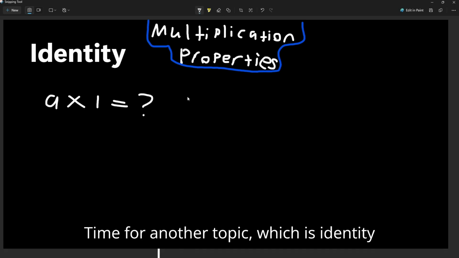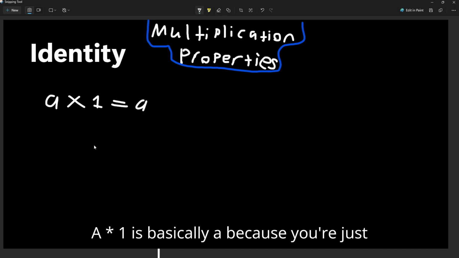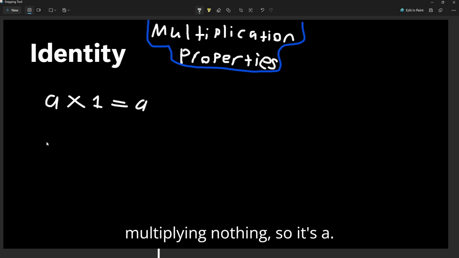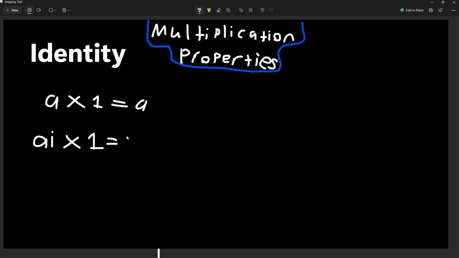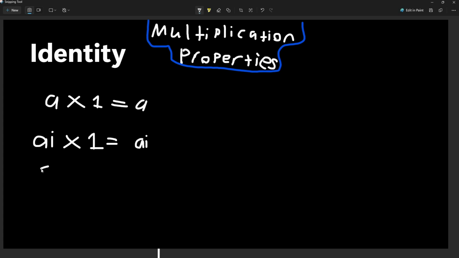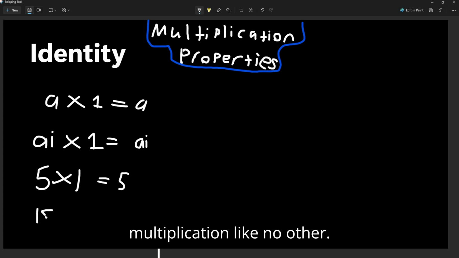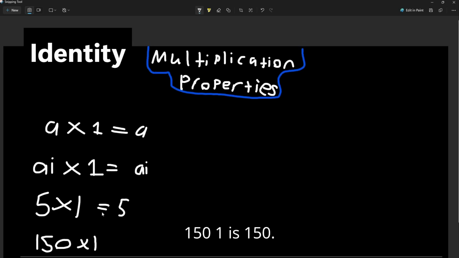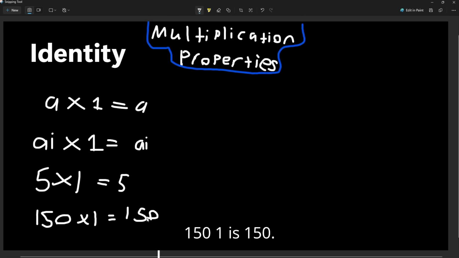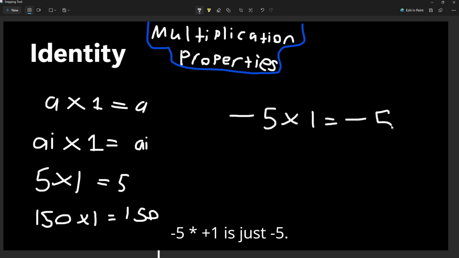Time for another topic, which is identity in the multiplication property. A times 1 is basically a because you're just multiplying by nothing, so it's a. Ai times 1 is equal to Ai, same thing as the previous question. So, 5 times 1 is 5, if you know multiplication like no other. 150 times 1 is 150. Negative 5 times positive 1 is just negative 5.